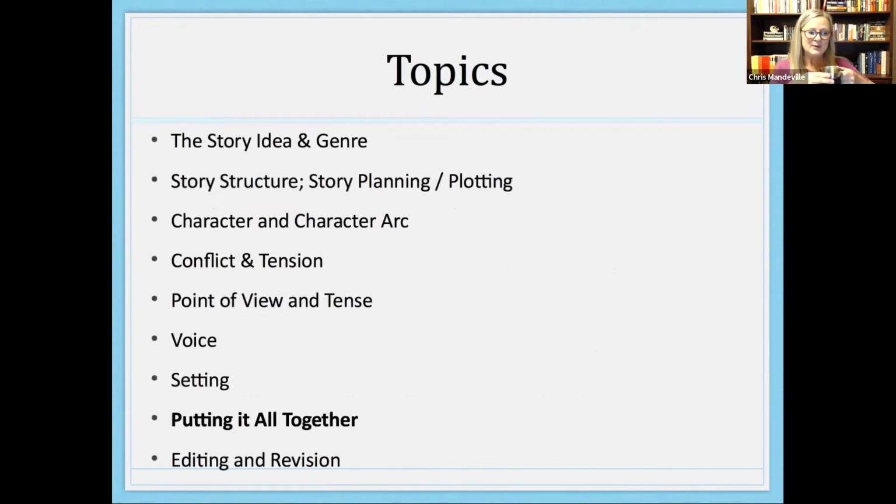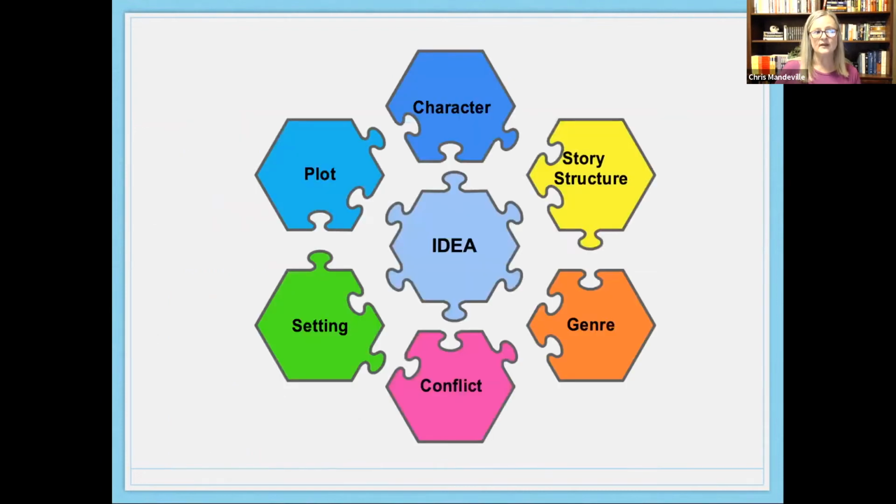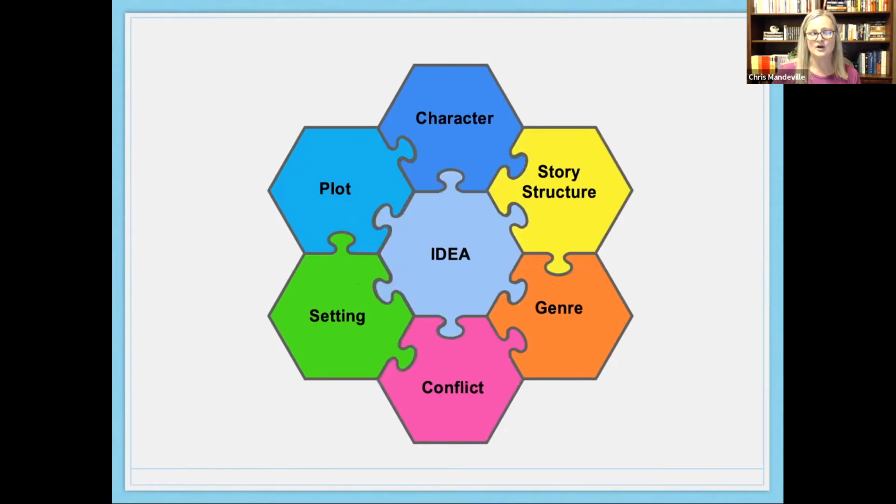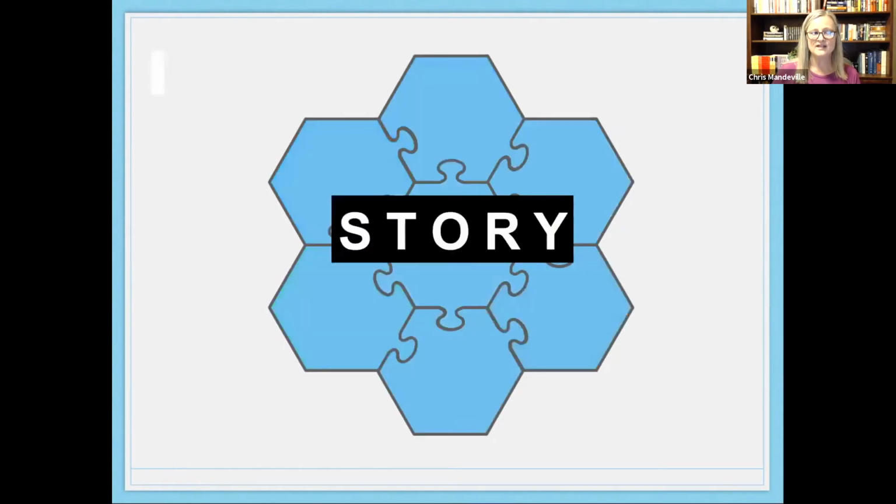Okay, here we are at putting it all together. Again, this is going to be really quick, but you have resources in your handout to explore this further. We've covered all these components of story around a central idea. When you take character by itself, it's not a story. Conflict by itself is not a story. But when you link all these components together around a central idea, that's when you get a story.